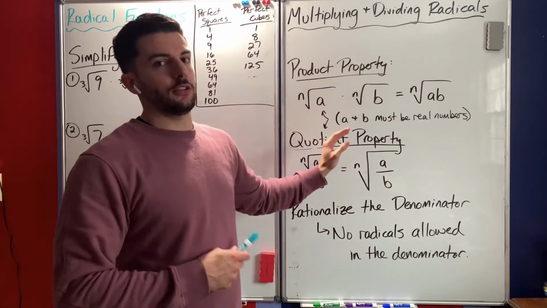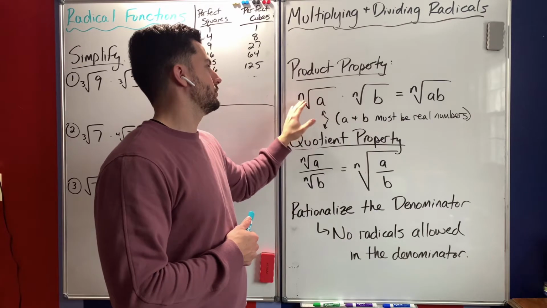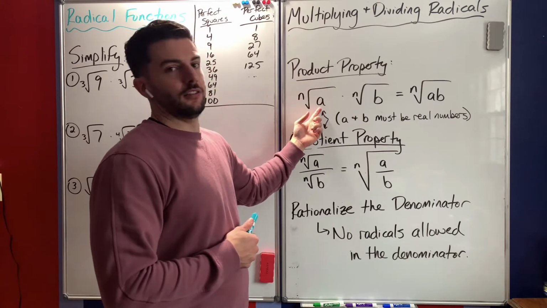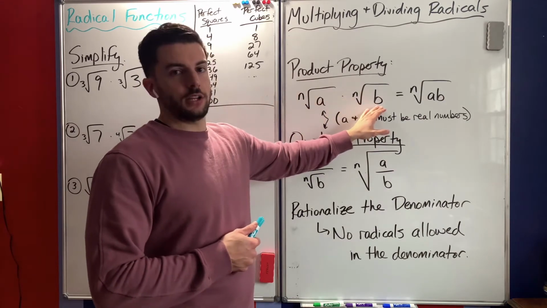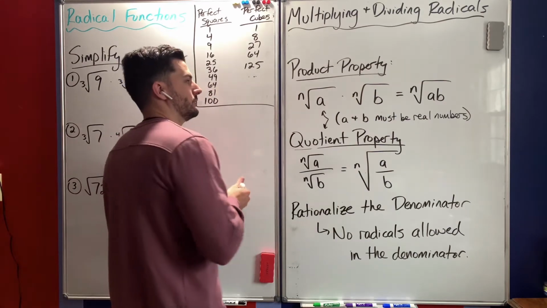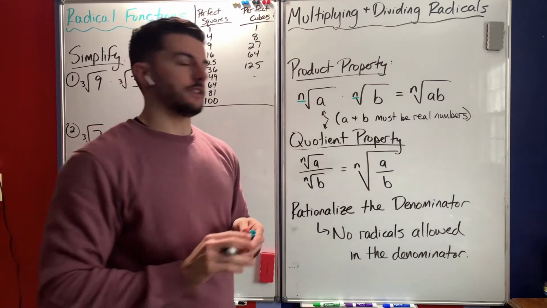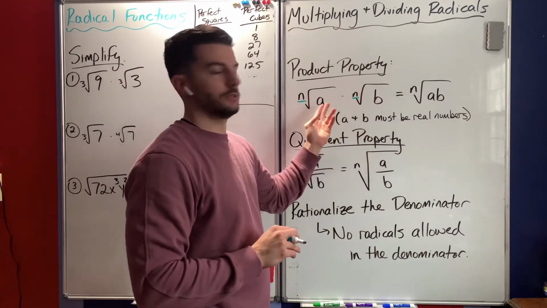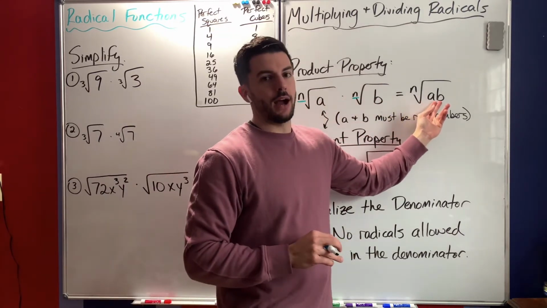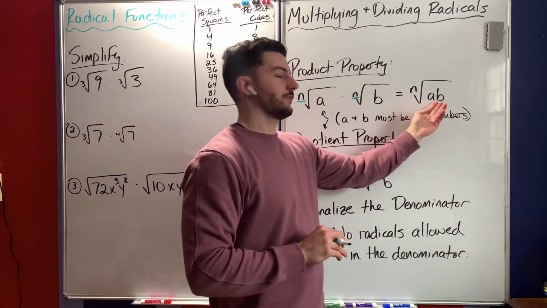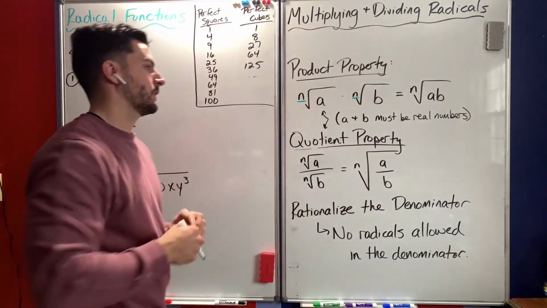So the product property is the first one, and you've probably heard of this before. Basically this says if you have the square root, or any root, of something times the square root of something else, as long as the indexes are the same, the things under the radical don't have to be the same. But as long as the indexes are the same, you can combine that under one radical. So basically you turn two separate radicals with the same indexes into one.